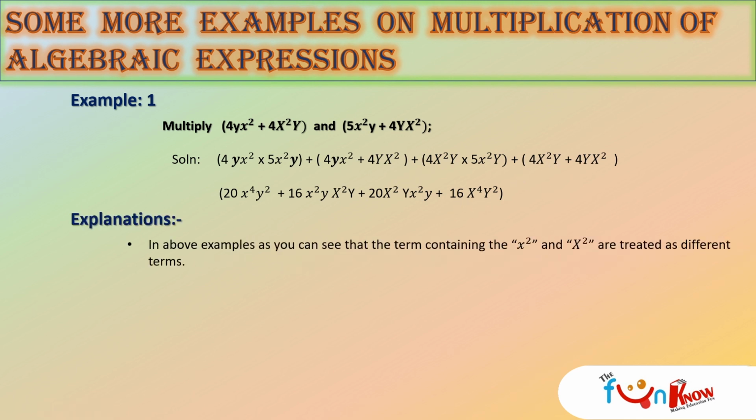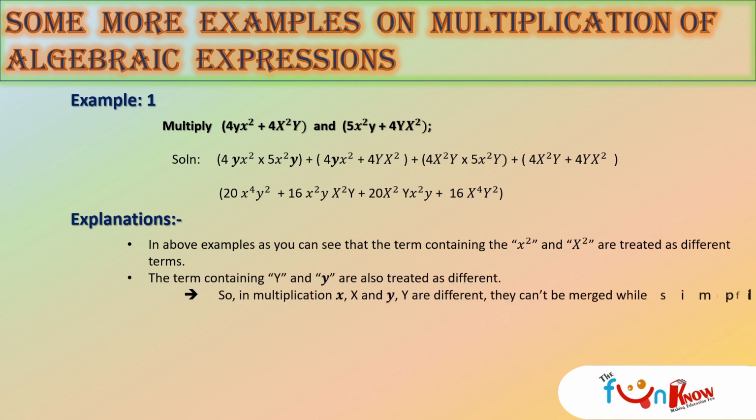As you can see, the terms containing x square and X square, that is capital X and small x, will be treated as different. Small y and capital Y were treated as different. So in multiplication, small x, capital X, small y, capital Y will be considered as different, and we cannot merge them in a simple algebraic expression.